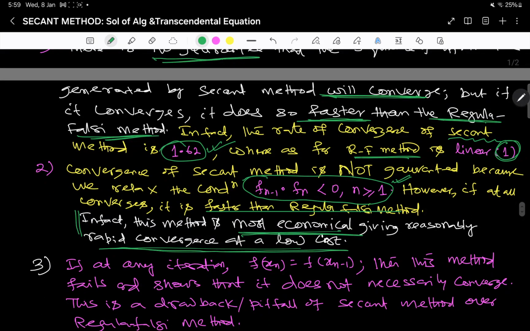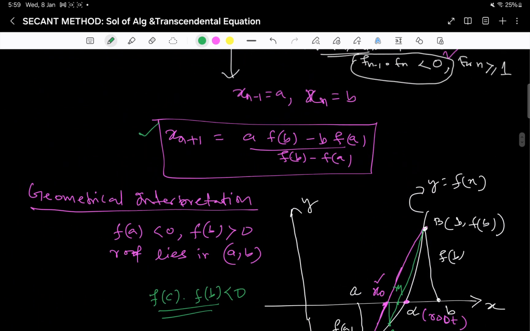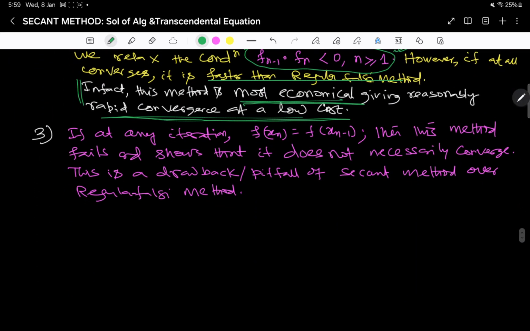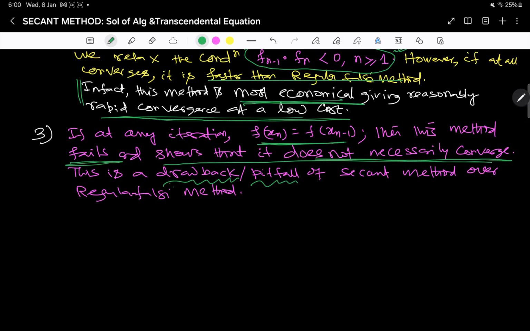Now coming to the drawback of this method: the moment this denominator, f(xn-1), is close to f(xn), what will happen? If this is close, the denominator becomes 0. At any iteration, if f(xn) is the same as f(xn-1), then this method fails and the convergence doesn't necessarily hold. So this is a drawback, or one of the pitfalls, of the secant method.